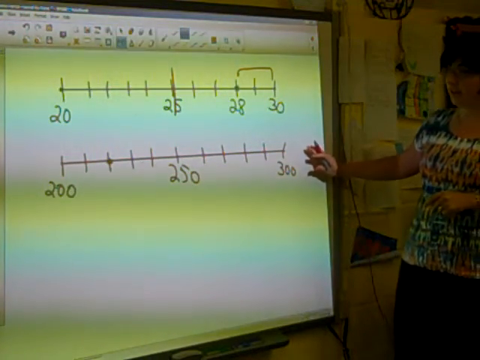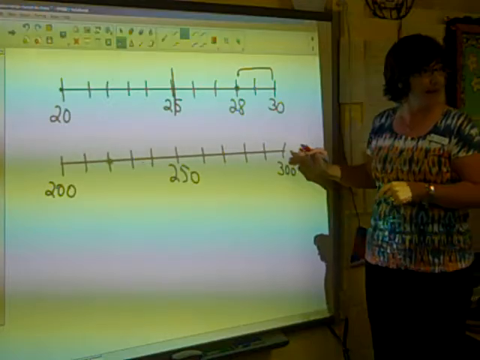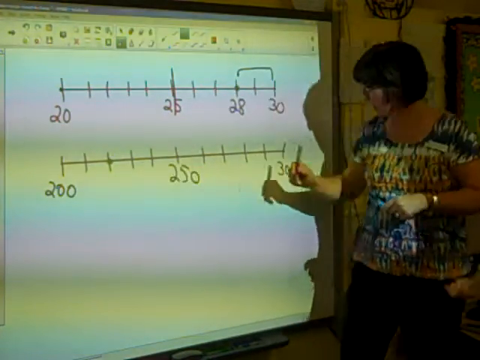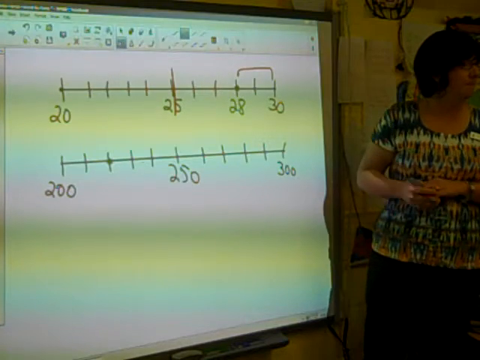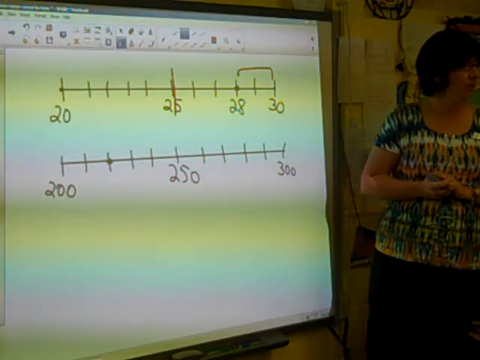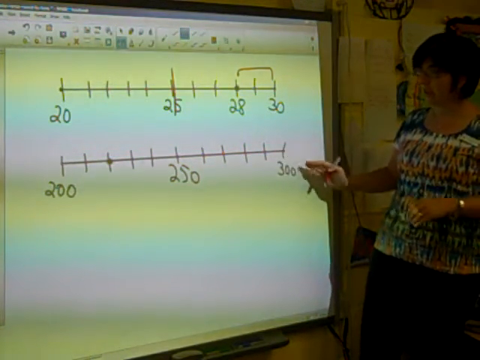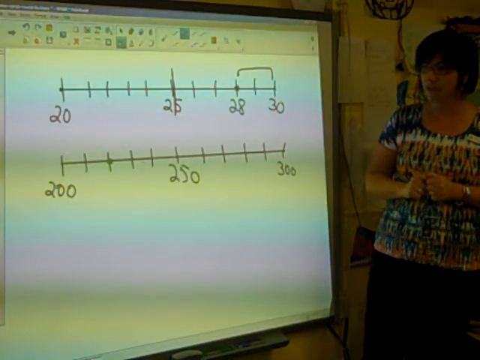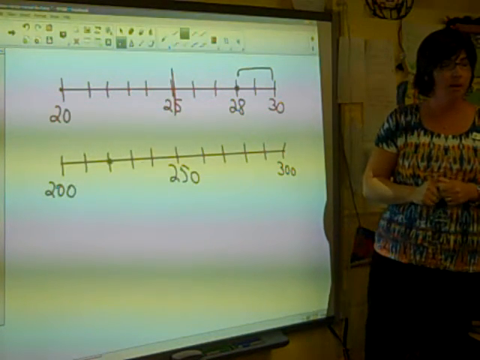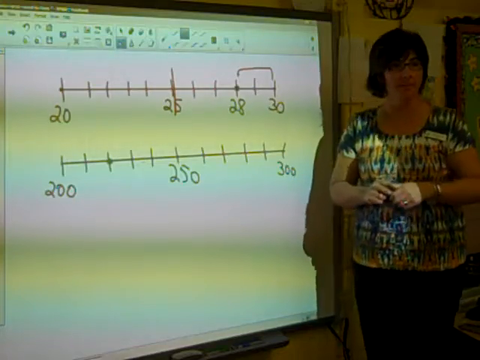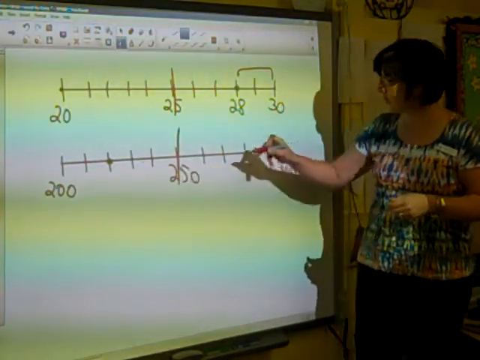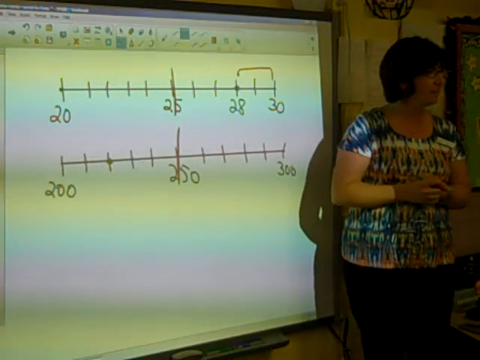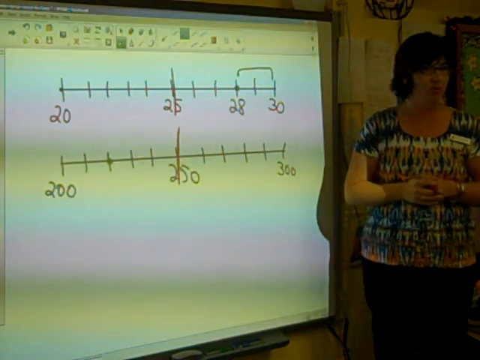On this number line, we have the hundreds marked. We have 200 to 300. So what is the midpoint for my hundreds place? If I'm going to round to the hundreds, what is the midpoint or the halfway point, Emma? 250. Good.